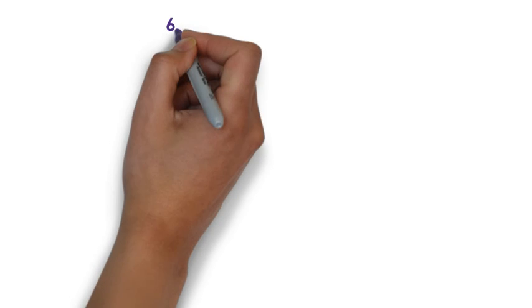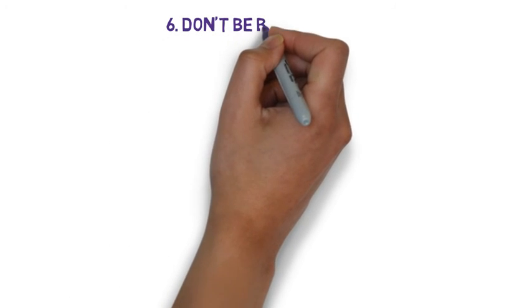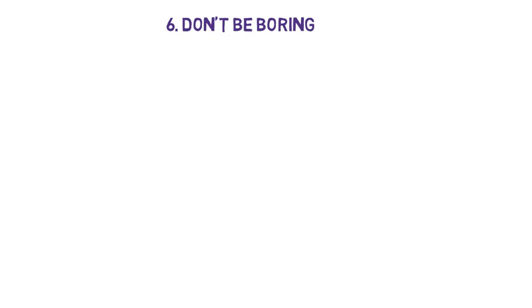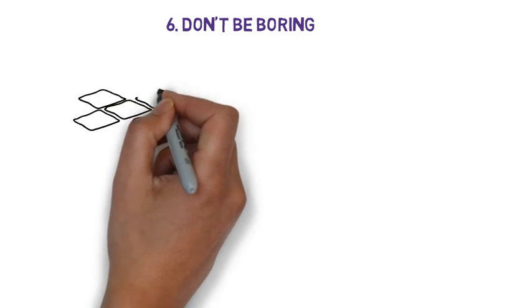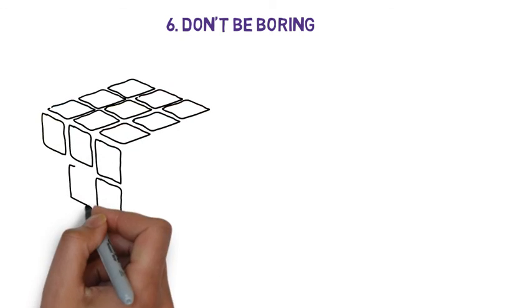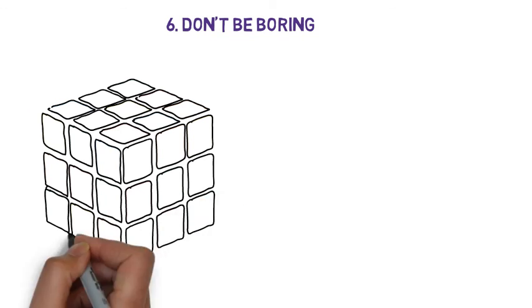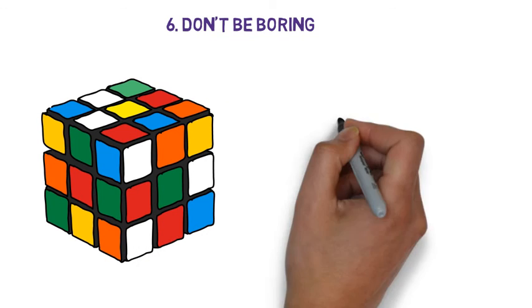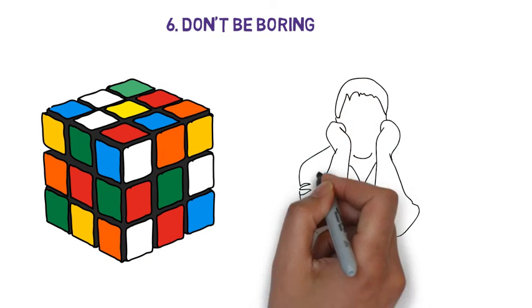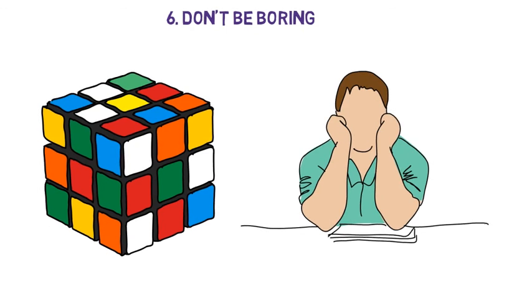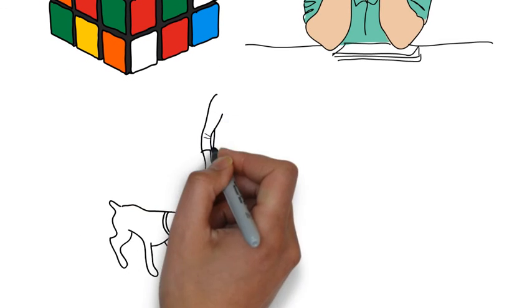Sixth, don't be boring. English teaching for beginners doesn't have to feel like pulling teeth. Instead, use lots of games to encourage your students to practice and produce the language you have taught. Also, incorporate your students' interests so they want to learn. For instance, don't use Garfield if they love Hello Kitty.